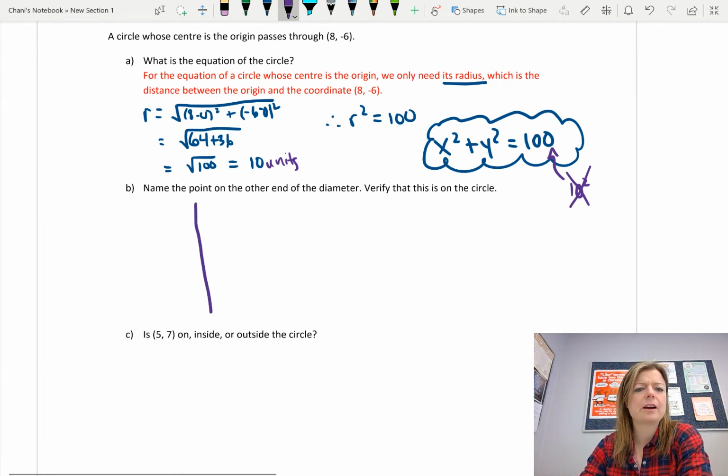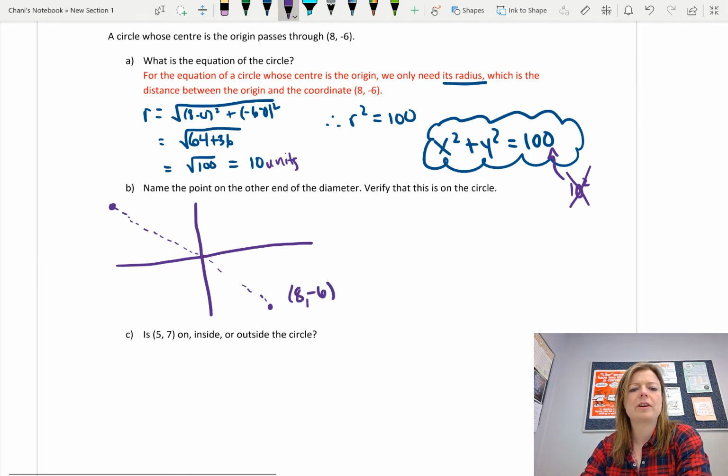Okay, name a point on the other end of the diameter. So if our circle has a radius of 10, and it goes through 8, -6, then we can assume that it's -8, 6. That would be on the other end of the diameter. Okay, this one you can just do visually, because since we're going over 8 and down 6, we'd be going over 8 this way and up 6 to be the same distance away.